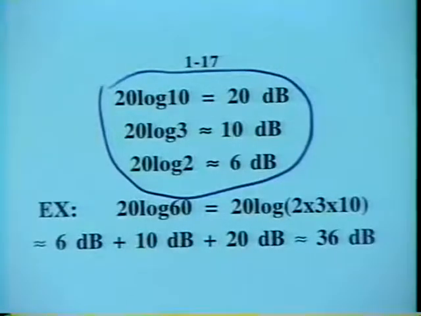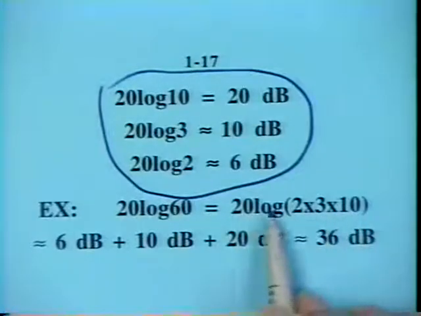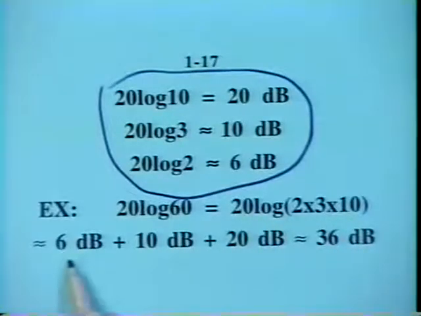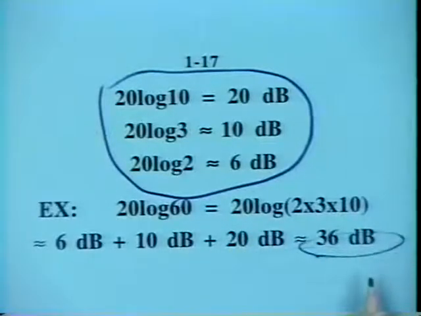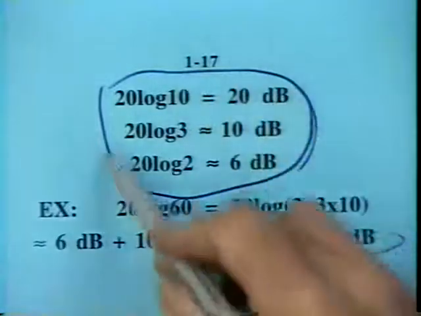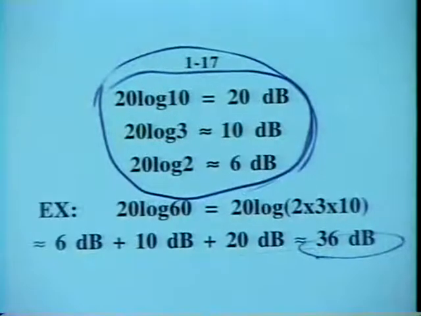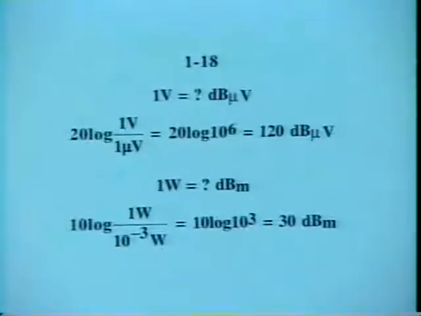20 log of 60. Well, you could write 60 as 2 times 3 times 10. And of course, the logarithm of a product is the sum of the logarithm values. So 20 log of 2 is 6, 20 log of 3 is 10, and 20 log of 10 is 20. We get 36 dB as approximately the value for 20 log of 60. If you know those three values, you can rough out approximately the values for any others that you might need to work with.